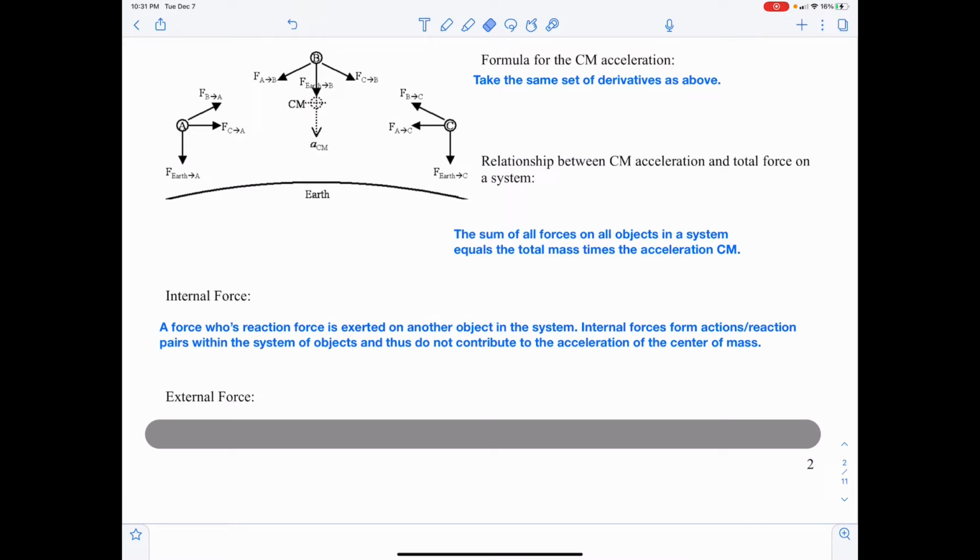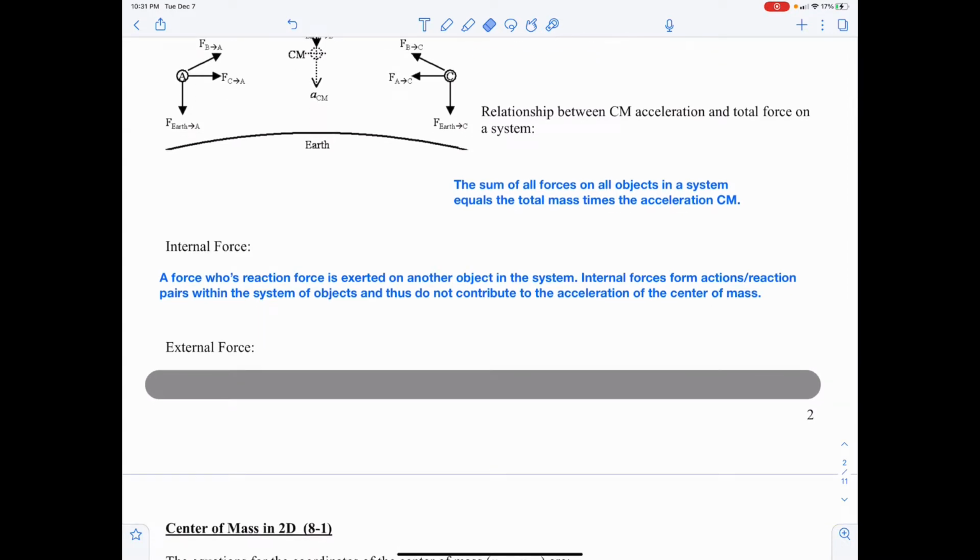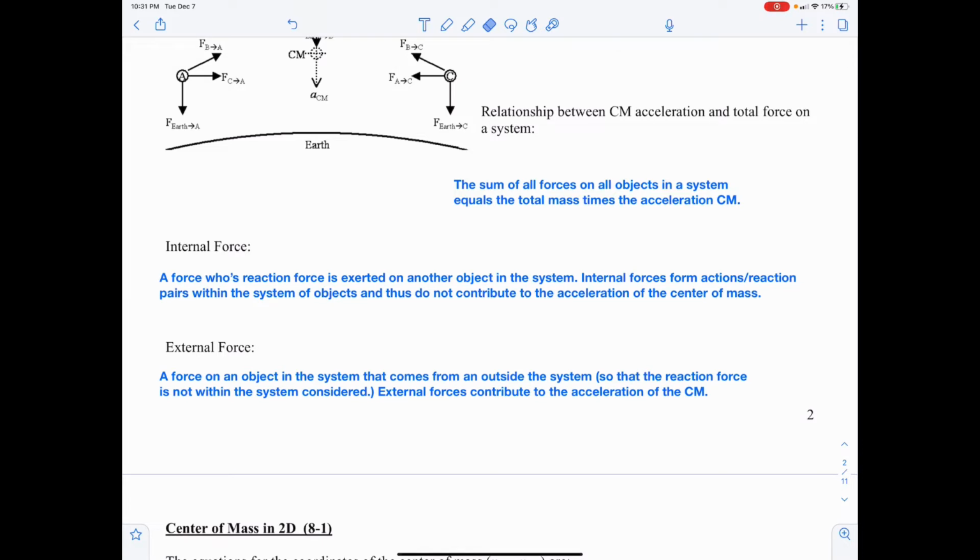Just as a reminder, an internal force is a force whose reaction force is exerted on another object in the system. Internal forces form action-reaction pairs within the system and thus do not contribute to the acceleration. External forces do contribute to the acceleration. External forces are forces that are considered outside of the recognized system.